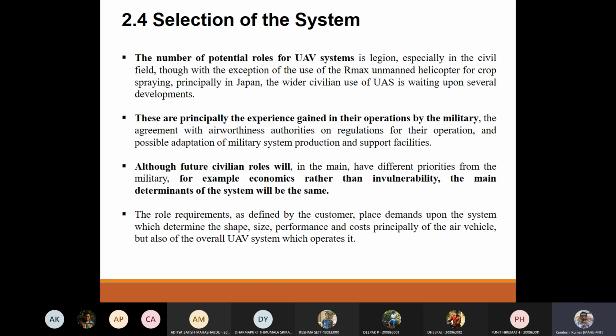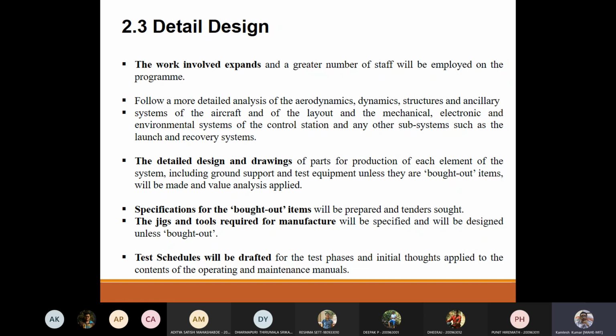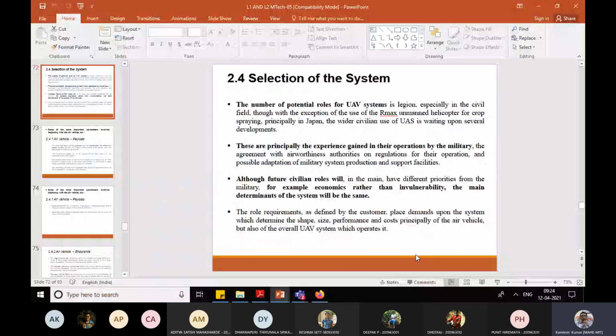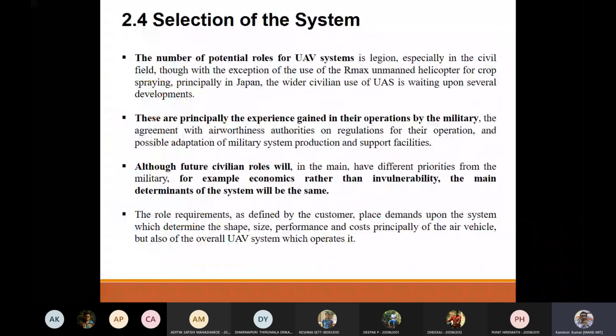So after detailed design, there is the selection of the systems. Yeah, 10 minutes more I will take, then we will stop. So selection of the system is important, and when you talk about the selection of the system, the roles of the AV system are important.